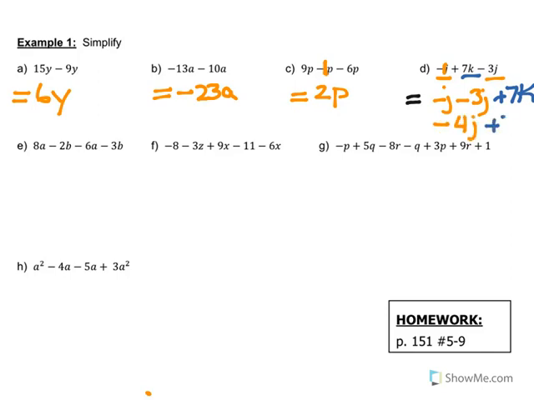And then we rewrite the 7k because we can't combine it with the orange. The blue and the orange are completely different. They're different variables, so they're unlike terms. You can't put them together. All right, let's try a couple other ones.